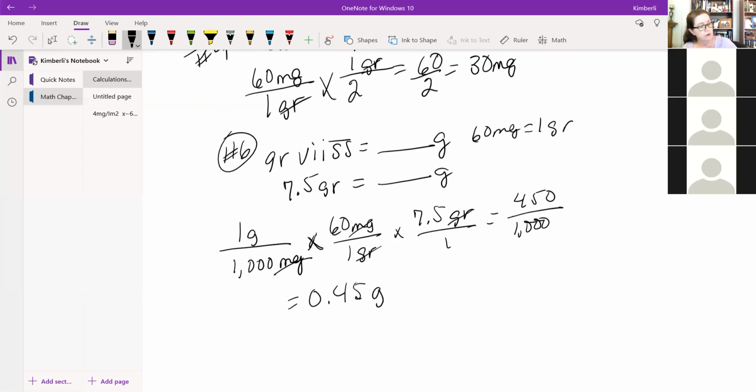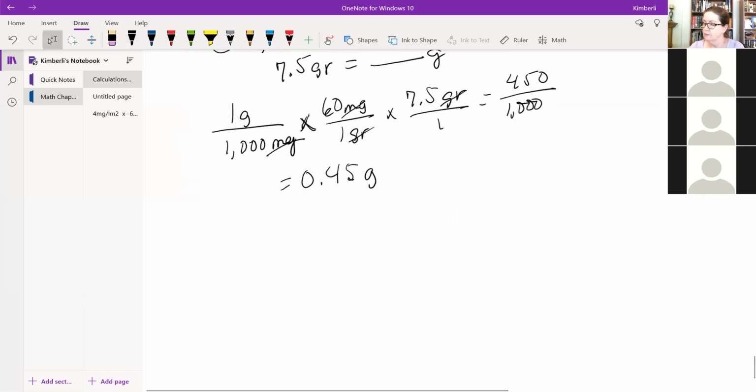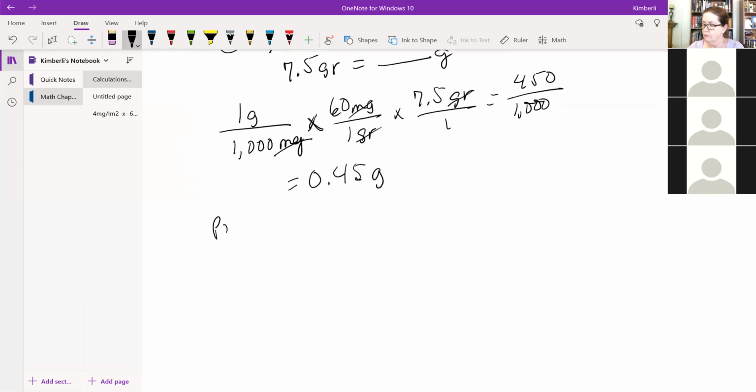Let's do a few more of these that are on your post-test. Let's look at number 28 on page 118. Number 28 says a physician orders acetyl salicylic acid, 325 milligrams. What is acetyl salicylic acid?